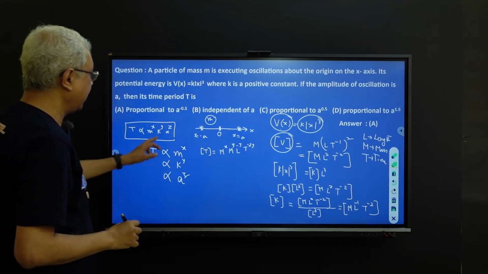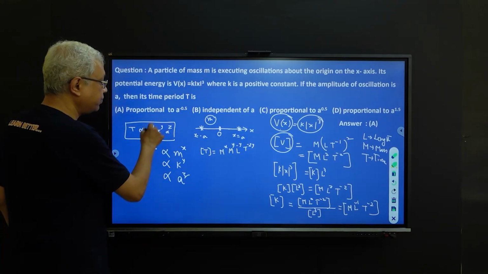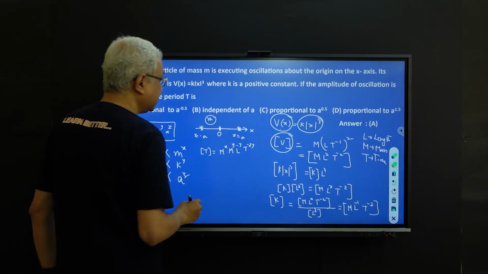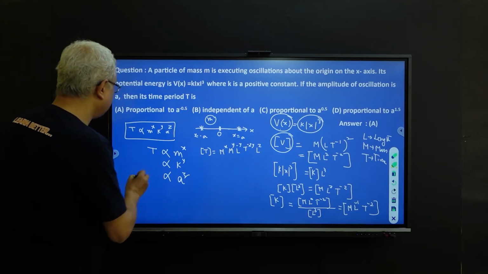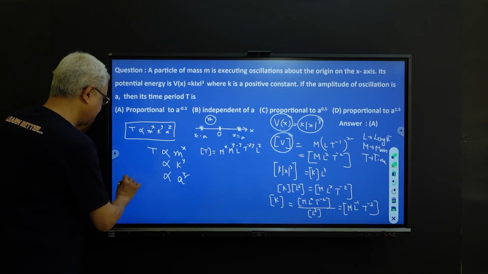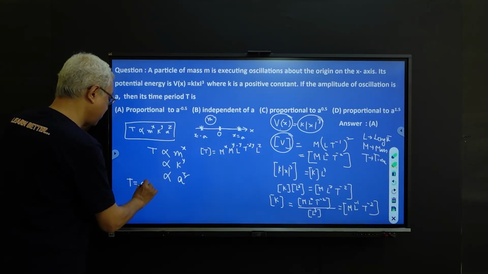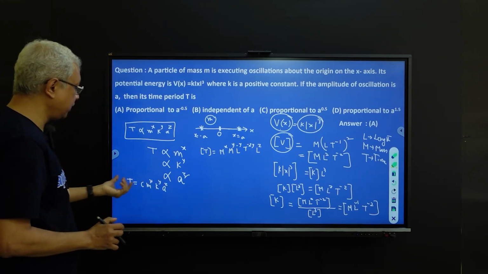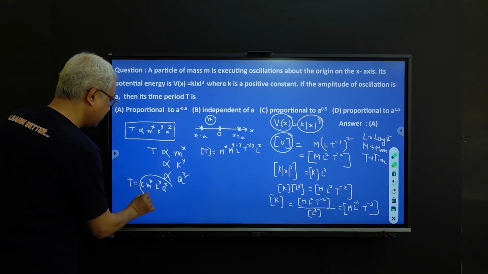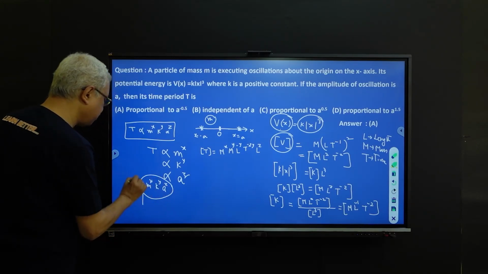Okay, and a is actually amplitude, whose dimension is length. So its dimension will be L to the power z. So T is equal to some constant C multiplied by m to the power x, k to the power y, a to the power z. So the dimension of T should be equal to the dimension of this quantity. C is a unitless quantity, it's a pure number.